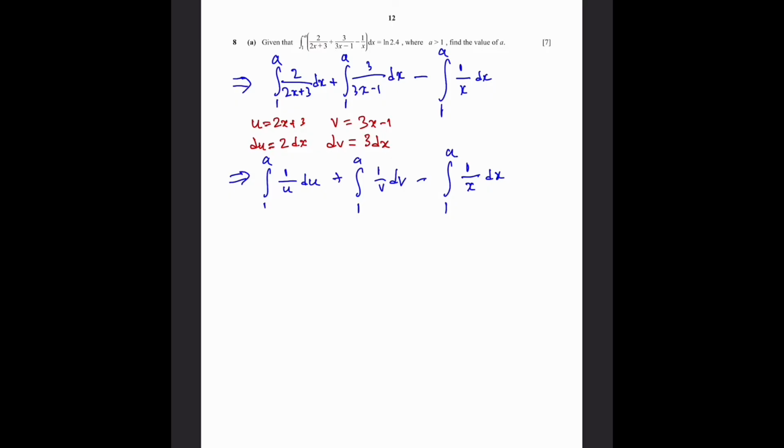And the reason we've converted these two into this is because these two are also standard integrals now. So the integral of 1 by u, 1 by v, 1 by x, they're all just ln of the absolute value of u, since the value here cannot be negative. If it was negative, this is undefined, that's why we have absolute value. So plus ln of v minus ln of x. And now all this from 1 to a. And of course, this is from x equals 1 to a.